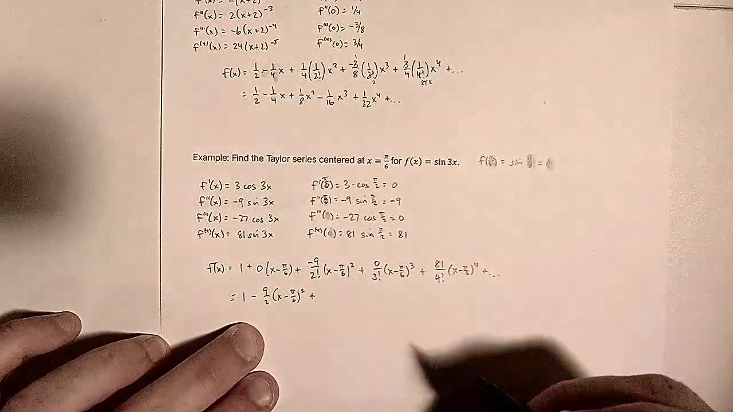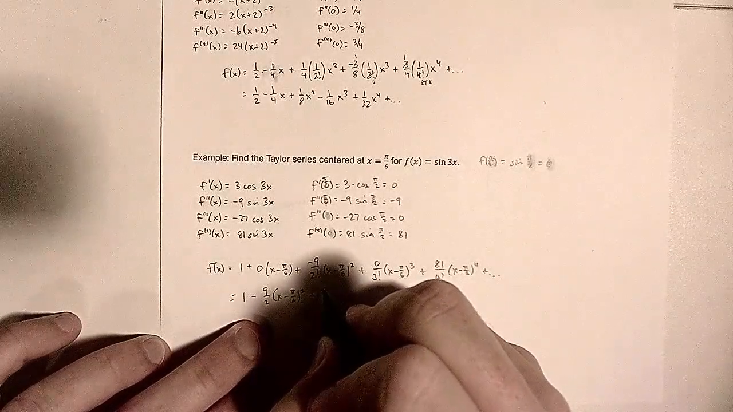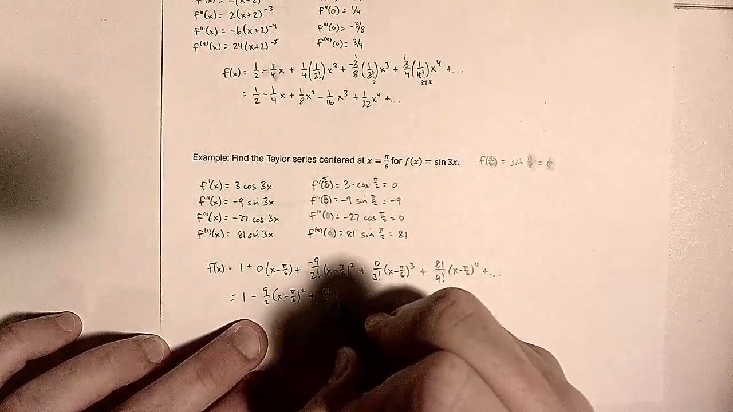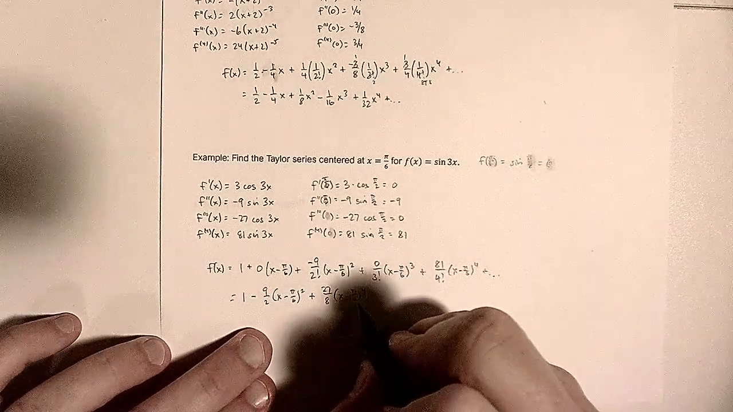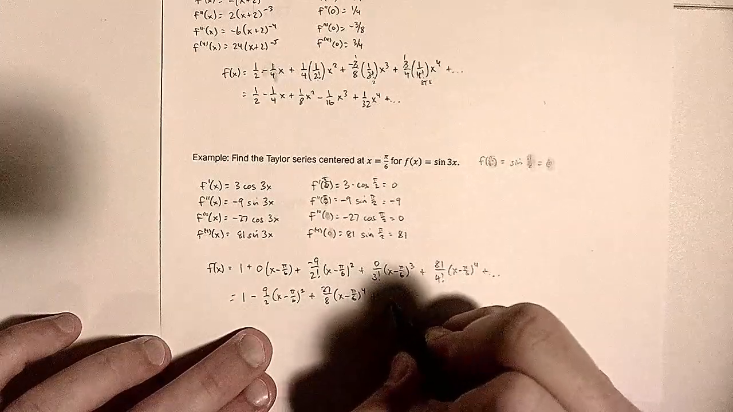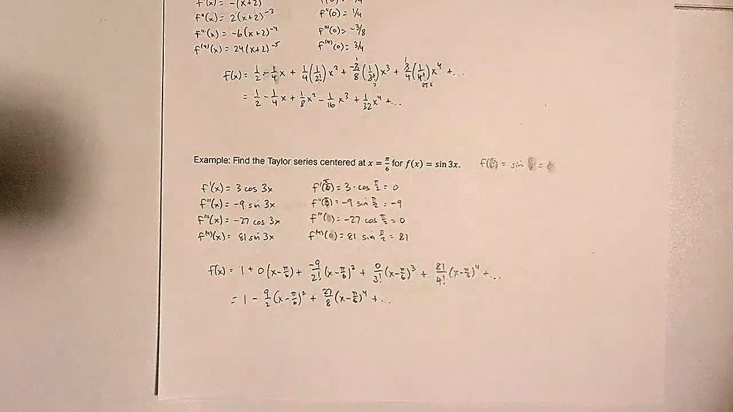So let's go to 81 over 24. 81 over 24 actually reduces to 27 over 8, times (x minus pi over 3) to the 4th. And you'll see this is a repeating pattern with our trigonometric functions. We're going to have the even values for our exponents with the sines, and if we had cosines, we would have the odd ones.